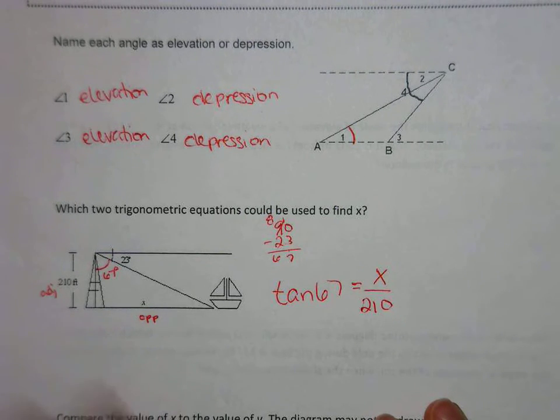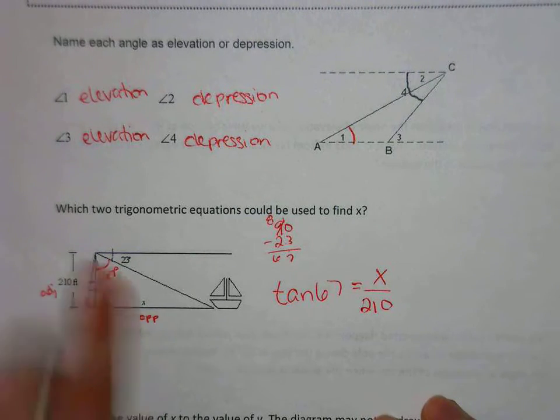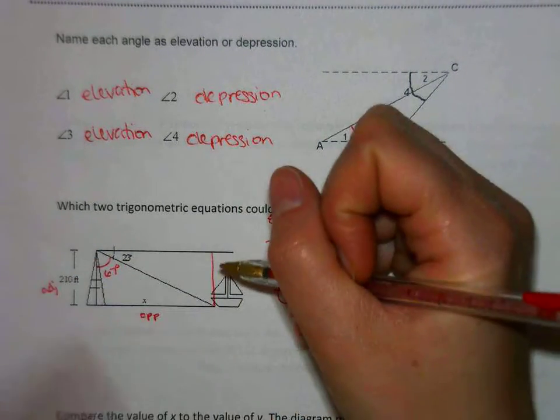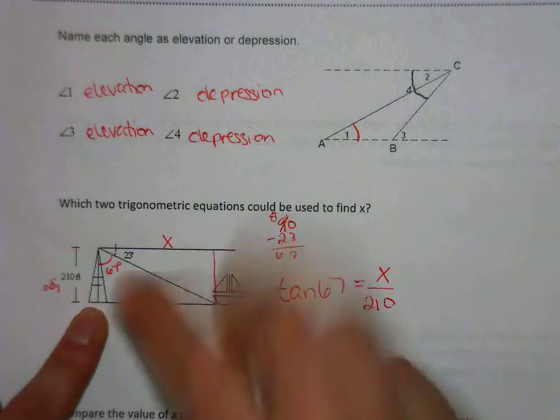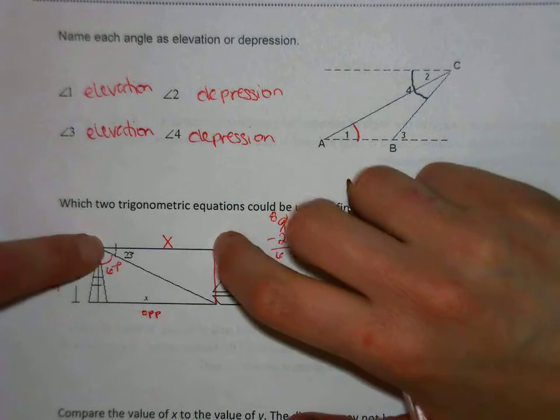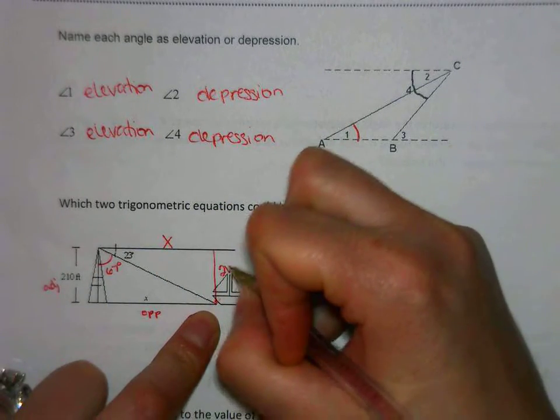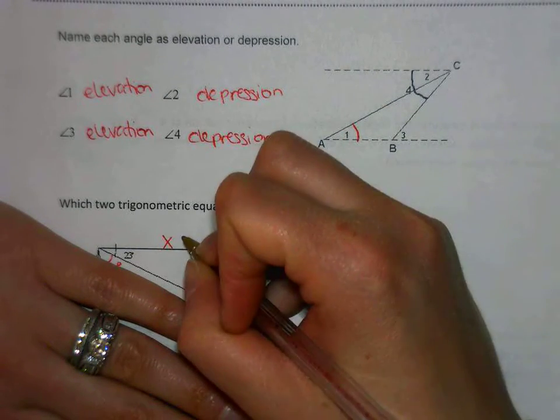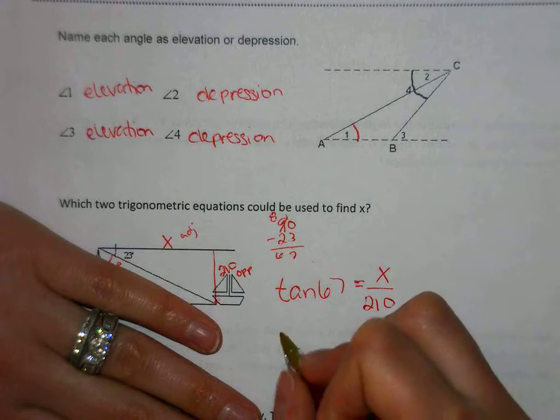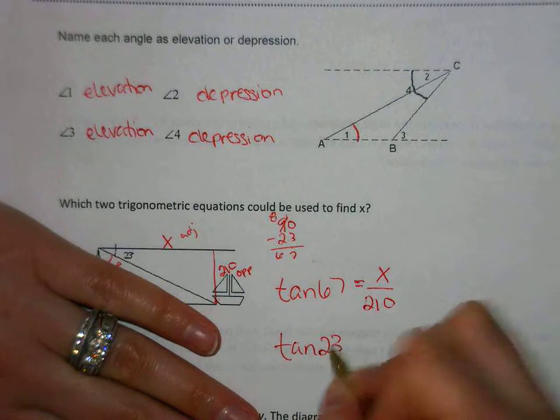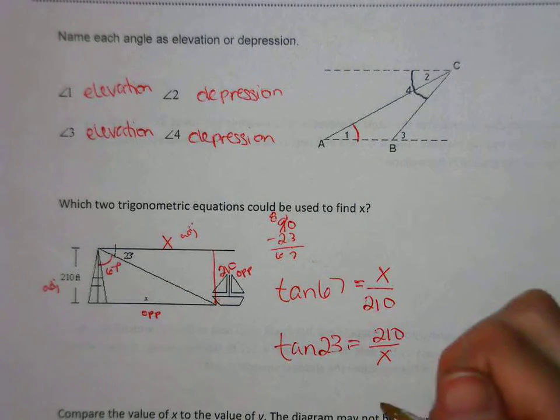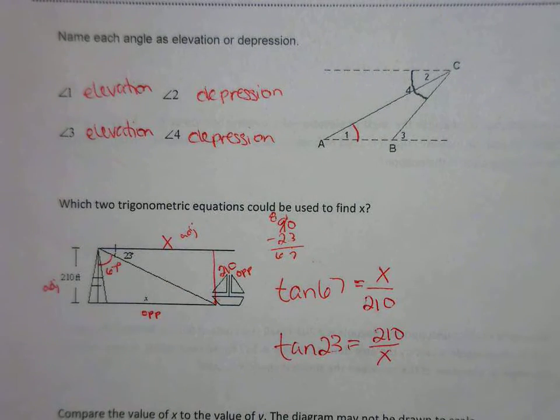In a different equation, if we didn't want to use that angle, we want to use the 23 degrees, we can look at it and say, okay, this distance is x, it's the same from here to here, up here, and this height is also 210. So this is still our opposite, and this is the adjacent. So we can also write that the tangent of 23 equals our opposite over our adjacent. Those are the two different equations we can write, depending on which one you would like to use.